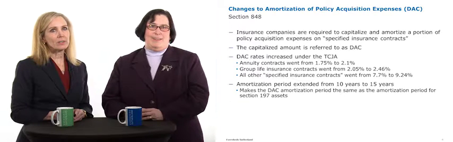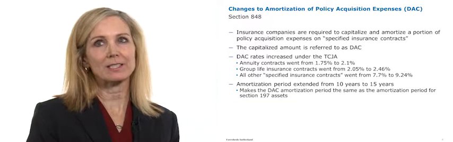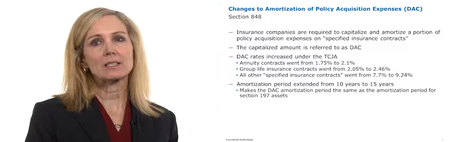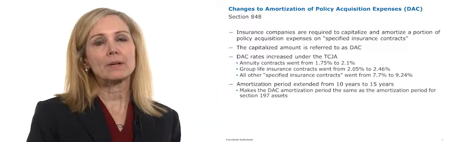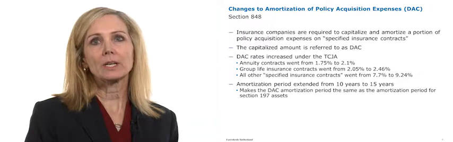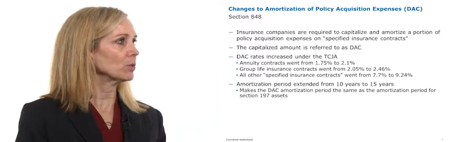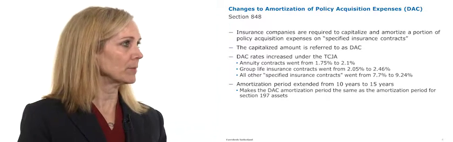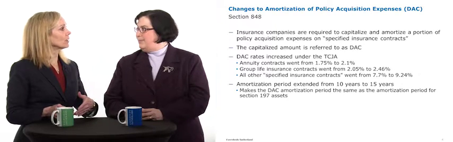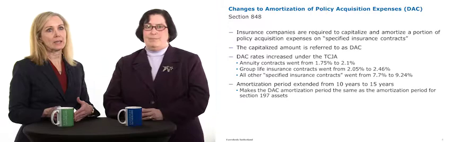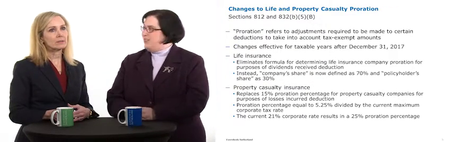So insurance companies are required to capitalize and amortize a portion of their policy acquisition expenses on specified contracts. Essentially, the capitalized amounts are referred to as DAC, and the DAC rates have increased under the Tax Act. They basically, by type of contracts, so annuity, group life, and other specified contracts. But I think the more important thing, or the thing that we'll consider more as time goes forward, is that the amortization period has changed. So rather than having a 10-year amortization period, it's now lined up with all other Section 197 assets, and it's a 15-year amortization period.